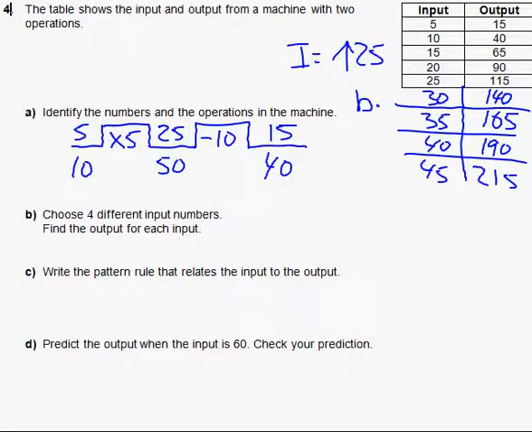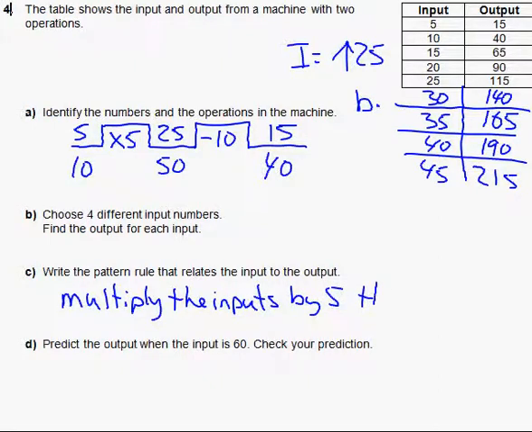And then it says write the pattern rule that relates the input to the output. This is when you look at the operations in your machine. The first operation is multiply. Times 5 is multiply by 5, so that's what we will write. Multiply the inputs by 5, and then subtract 10.